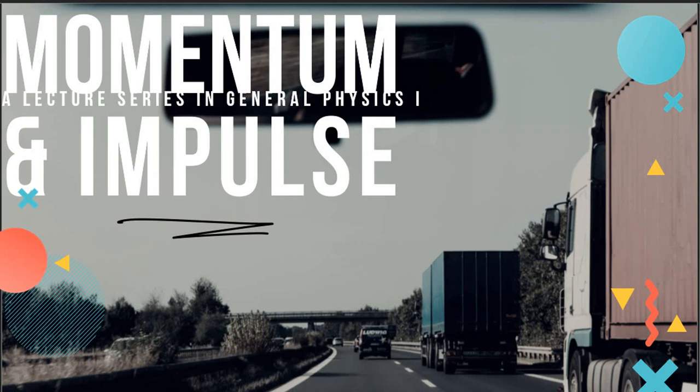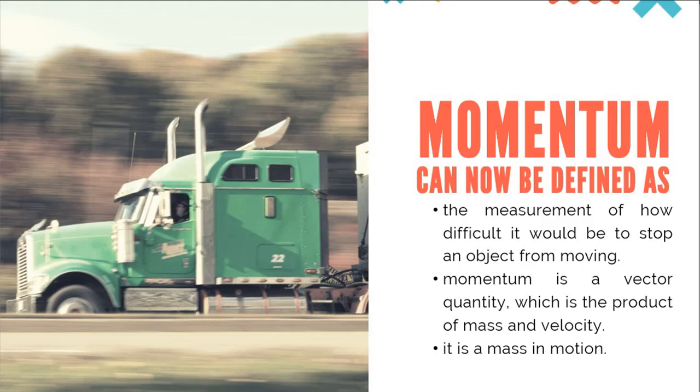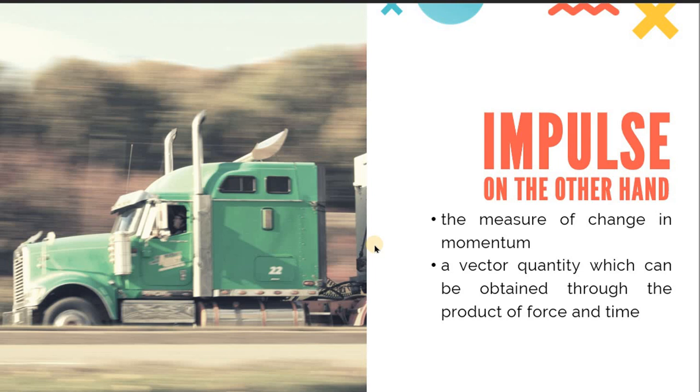We talked about momentum and impulse, and we learned that momentum is the measure of how difficult it would be to stop a moving object, and that momentum is equal to the product of mass and velocity. We use the symbol rho or the symbol P to indicate momentum. We also talked about impulse, which is the change in momentum.